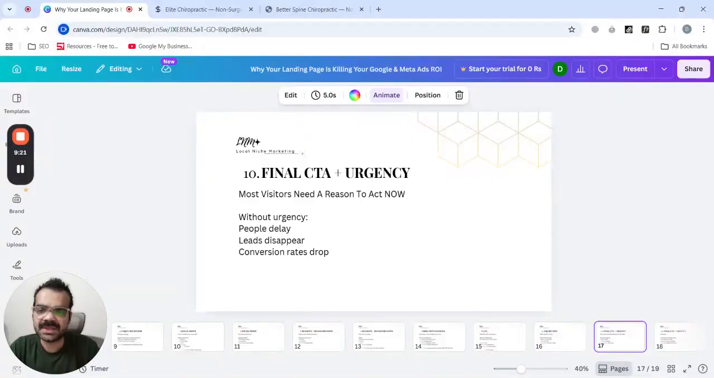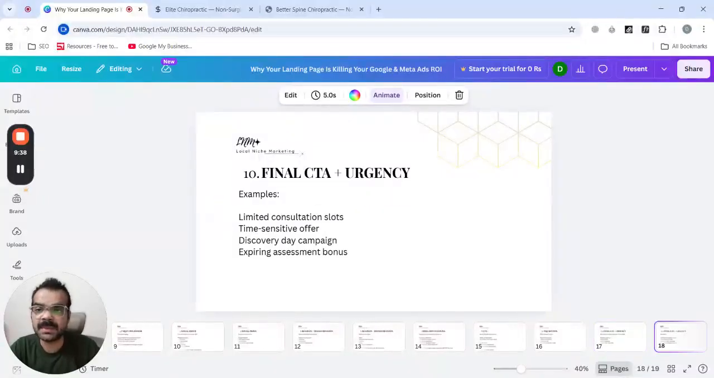Final CTA plus urgency: you have to tell people, hey, it's not that all the slots are open. You have to tell people that, hey, we just have 3 slots left, right? And you can add a timer and things like that to let the audience know that if they don't sign up today, maybe they are unable to sign up for this offer tomorrow.